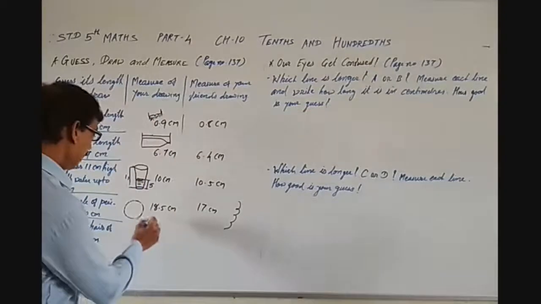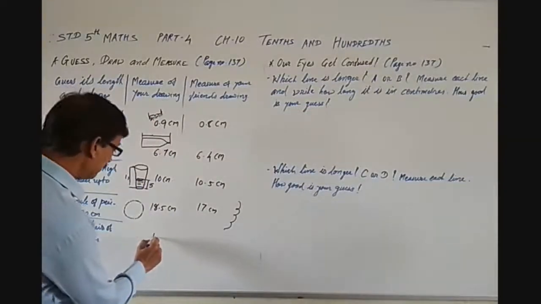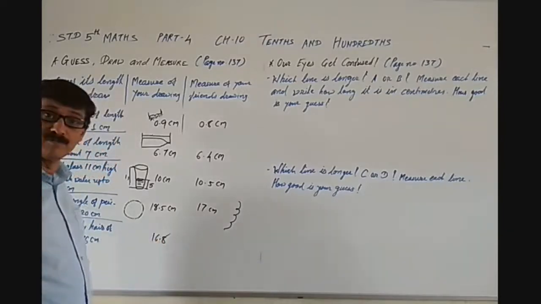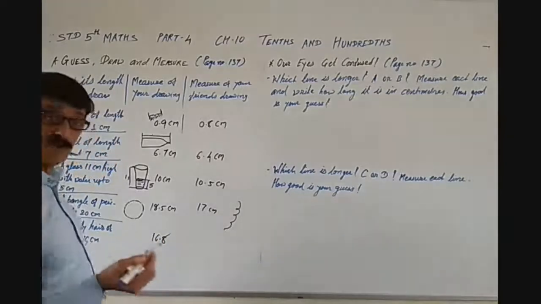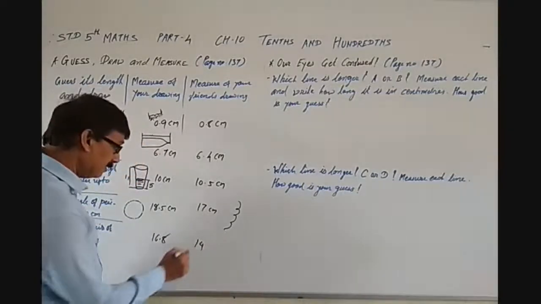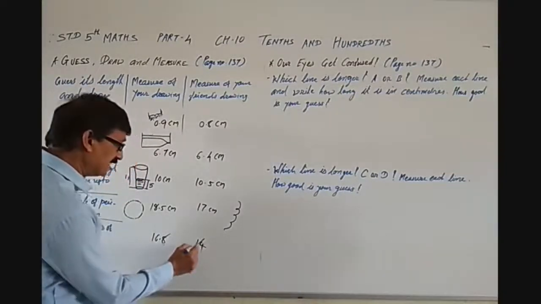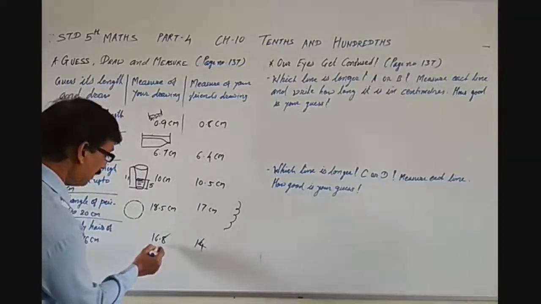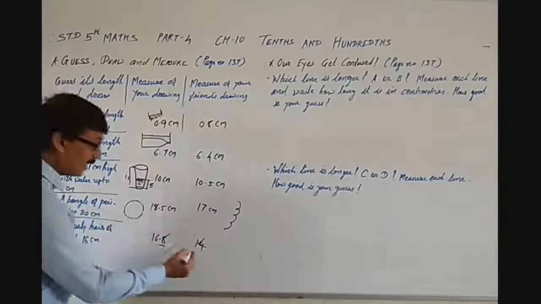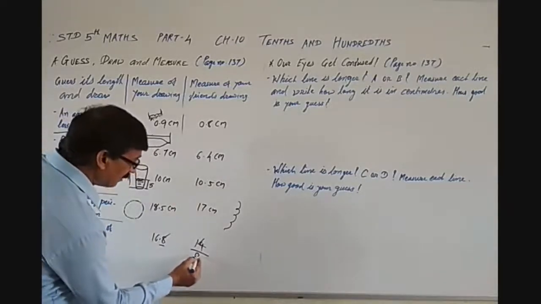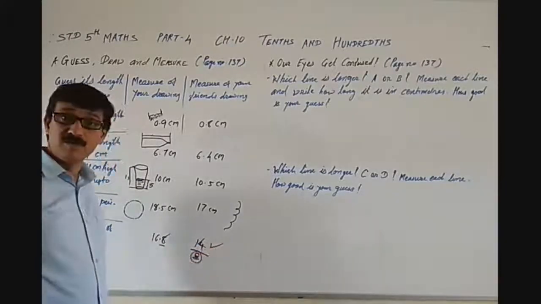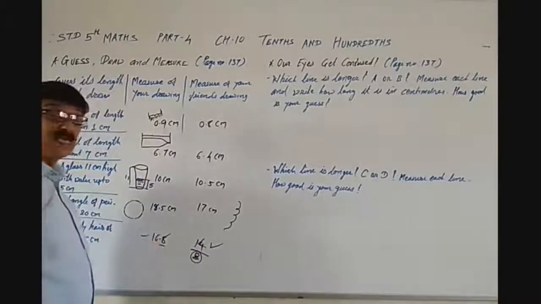Suppose your guess is say 16.8 centimeter, and what your friend guessed was 14 centimeter. Then compared to 16 centimeter, this is 0.8 or 8 millimeter only. The difference is 8 millimeter, and here it is 2 centimeter. Then your friend is too far from the actual length, and you are very nearby.